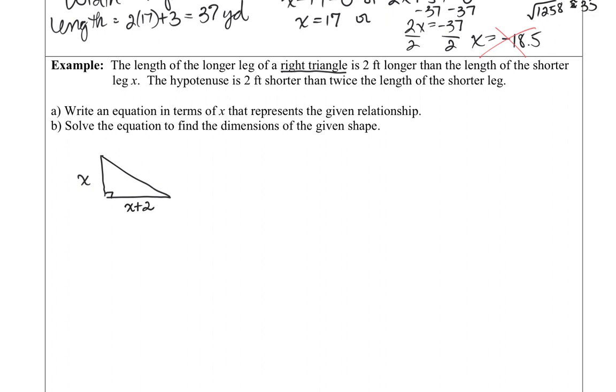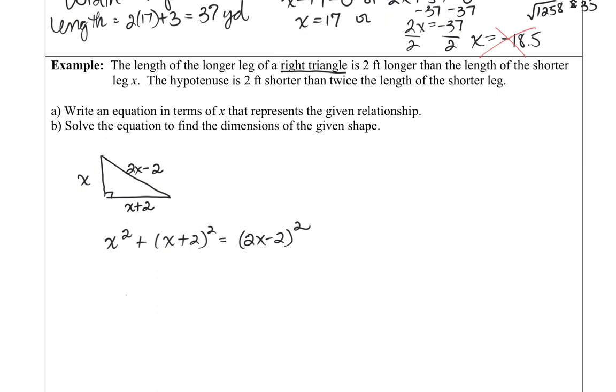And the hypotenuse is 2 feet shorter than twice the length of the shorter leg. So twice the length of the shorter leg and 2 feet shorter. So now we've got a right triangle. We have expressions for the two legs and one for the hypotenuse. And we know that the Pythagorean theorem applies, right? So x squared plus (x plus 2) squared equals (2x minus 2) squared.